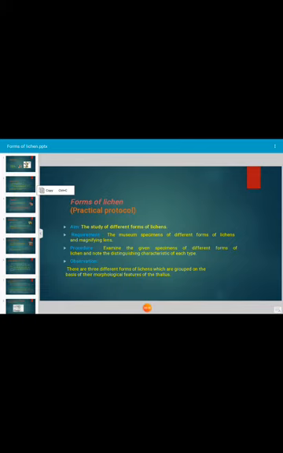What is the requirement? We require museum specimens of different forms of lichen and a magnifying lens. What is the procedure? Examine the given specimens of different forms of lichen and note the distribution and characteristic features of each form of lichen. And we know that there are three forms of lichens, which are grouped on the basis of the morphological features of the thallus. Let us see.